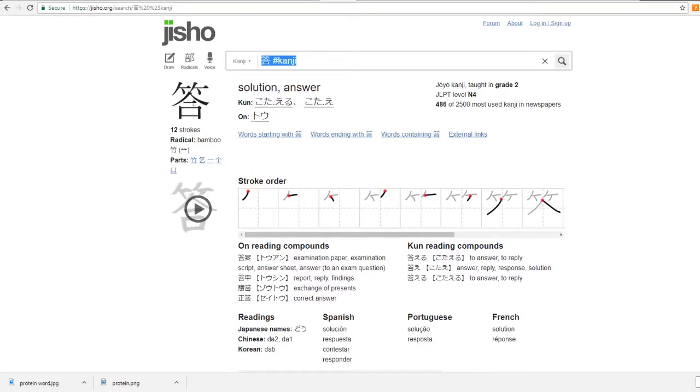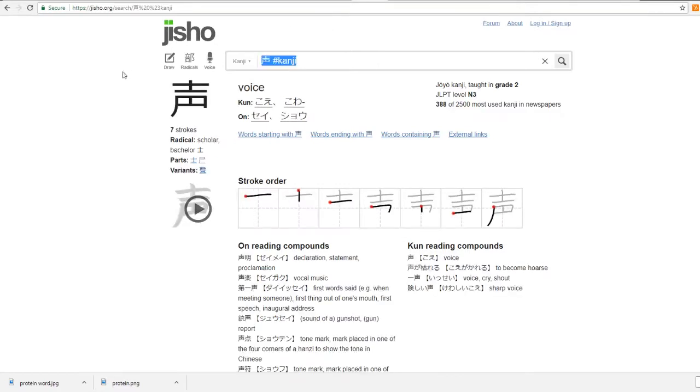Next one we're going to look at is solution or answer. This one has a house kind of thing going on, but I believe that's another component I haven't learned yet, and bamboo on the top. I just think when you use bamboo to build your house, you found a solution to the problem, which is building a house. The kunyomi for this is going to be kotaeru. Kotaeru. Let's play that through the speakers. And the onyomi for it is going to be to.